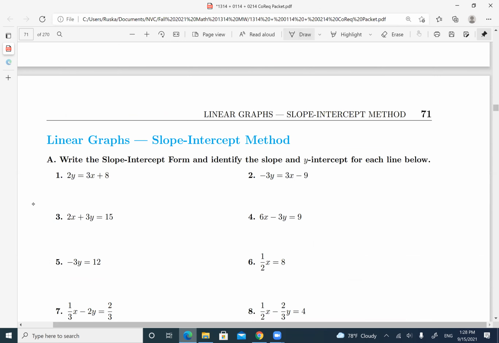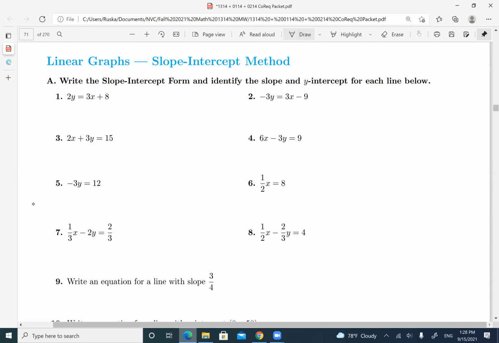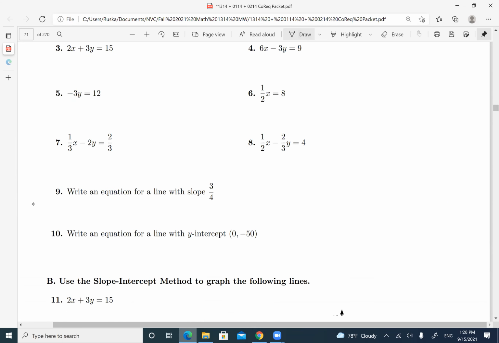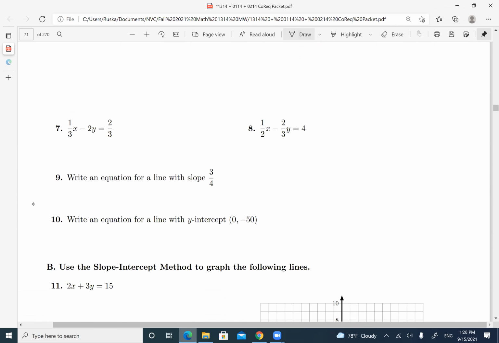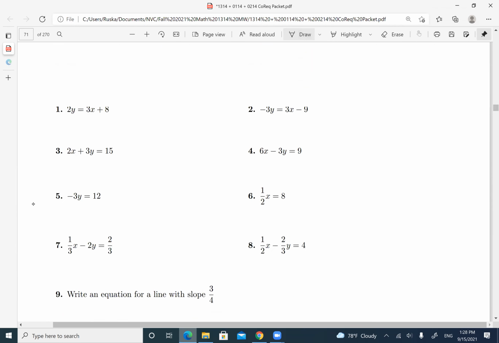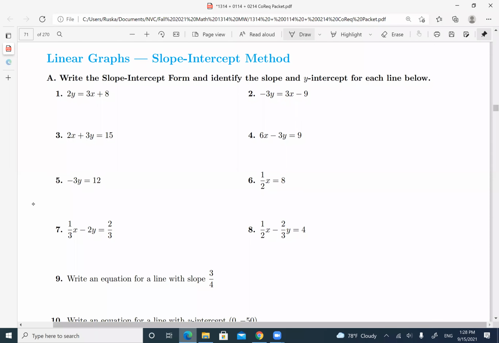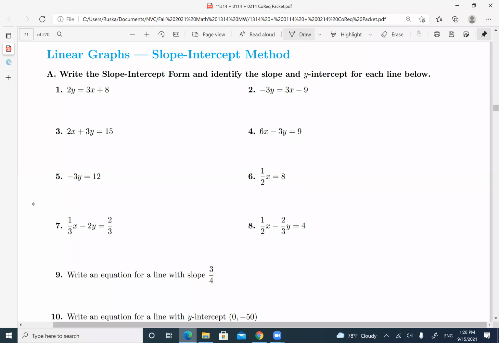So how are you going to graph using the slope-intercept method? First, you're going to find the slope and the y-intercept. I'm going to do some of those, and then you're going to graph it. We already solved, get y by itself, right? When you get y by itself, you can find the slope and the y-intercept for each line. So let's just do a few and then we're going to graph it.